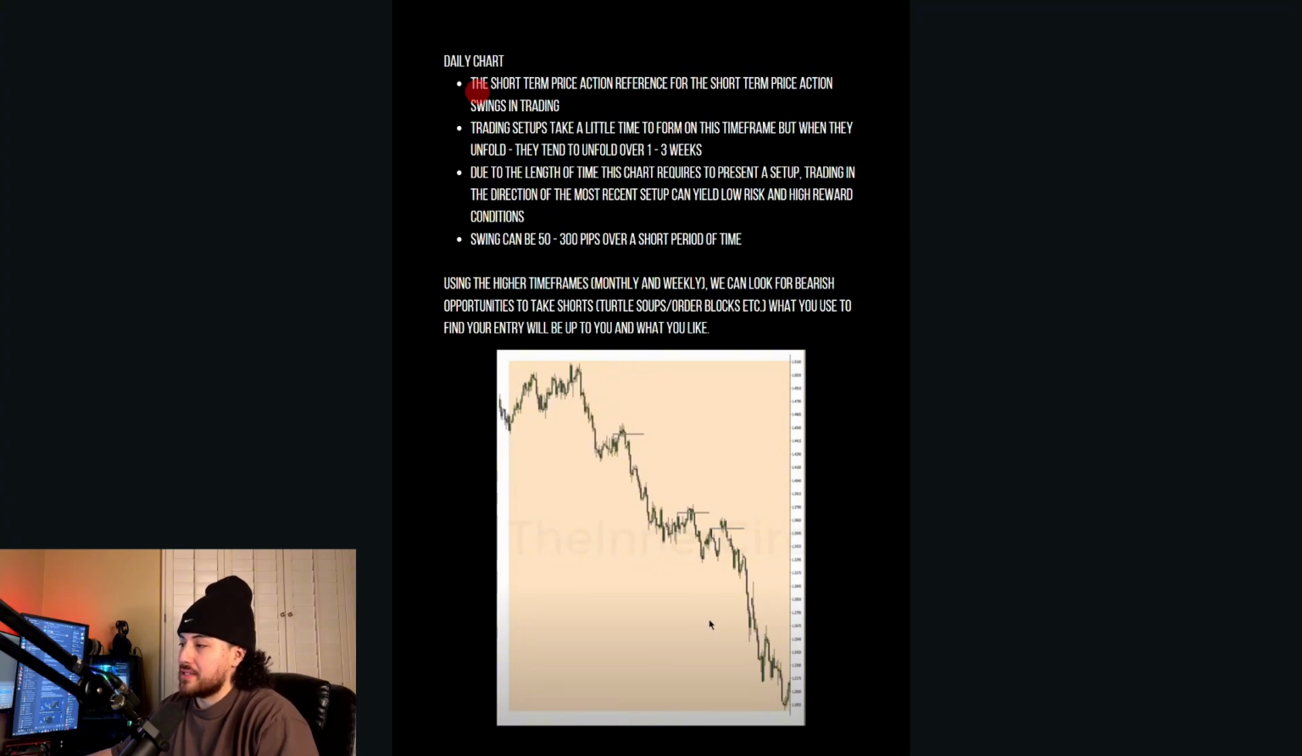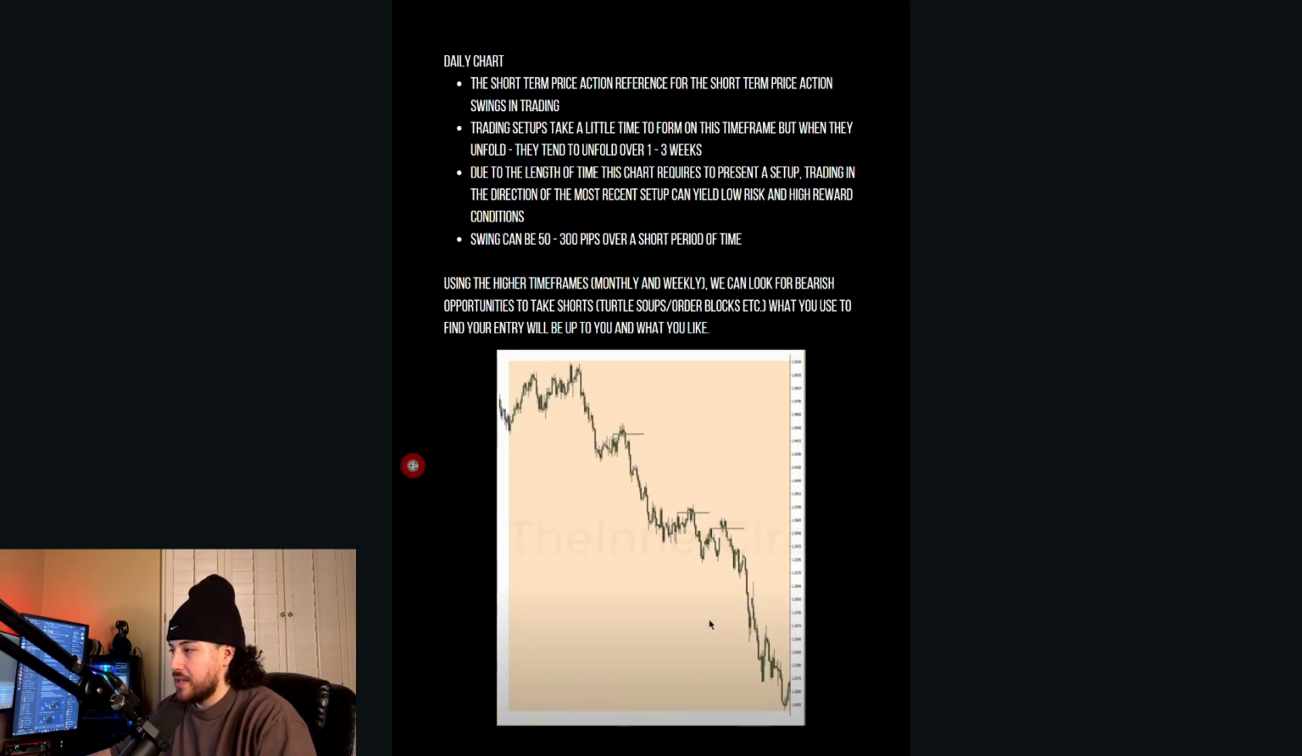Now, if we use a daily time frame, it may take several days to play out, or a couple weeks, as he said here, 1 to 3 weeks, but it's not going to take months on end. So this is the exact same thing we just went over, except going down to a lower time frame. If the weekly and the monthly are bearish, we could utilize the daily time frame to find these bearish setups.